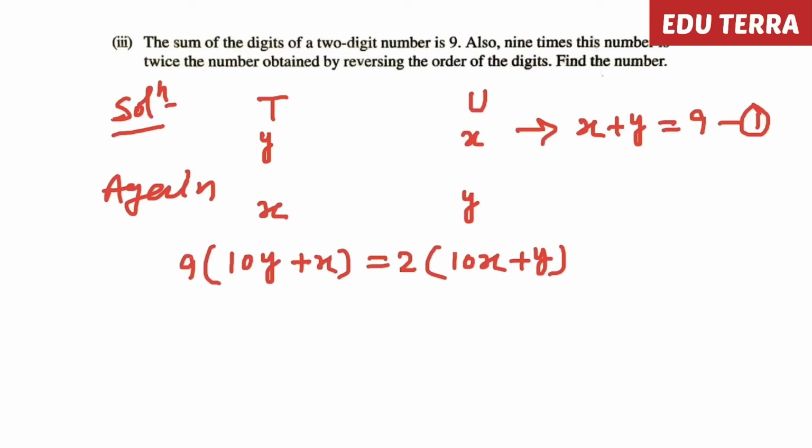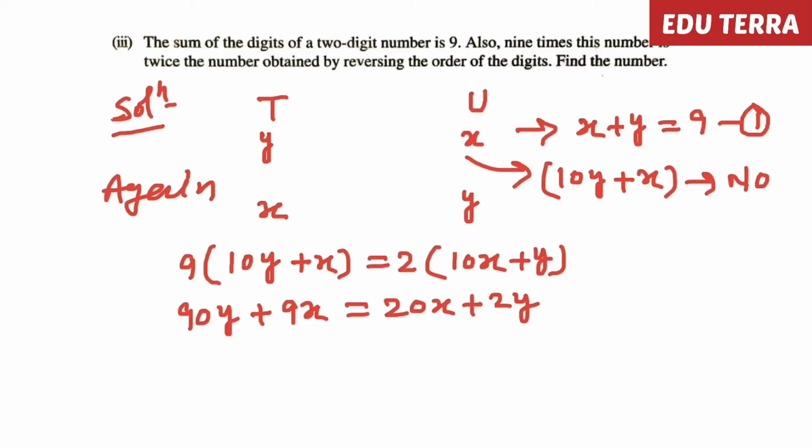Okay. See the question and read carefully. 9 times this number. This number means, in the first condition, the original number, which is 10y plus x. So 9 times the number equals twice the number obtained by reversing the order. Now solve it. It will come 90y minus 2y, so here 88y, again minus 11x equals 0.